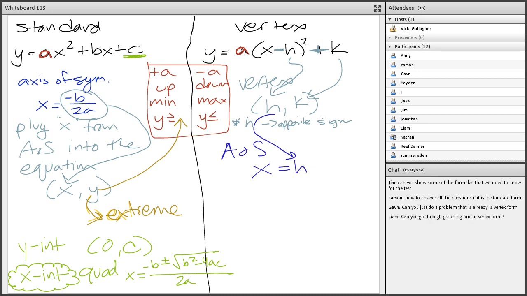Just like in standard form, your y value from your vertex is also known as the extreme. And the y value from the vertex also goes in your range. So it goes in several different places. As far as your intercepts are concerned for vertex form, you really just have to look at the graph.